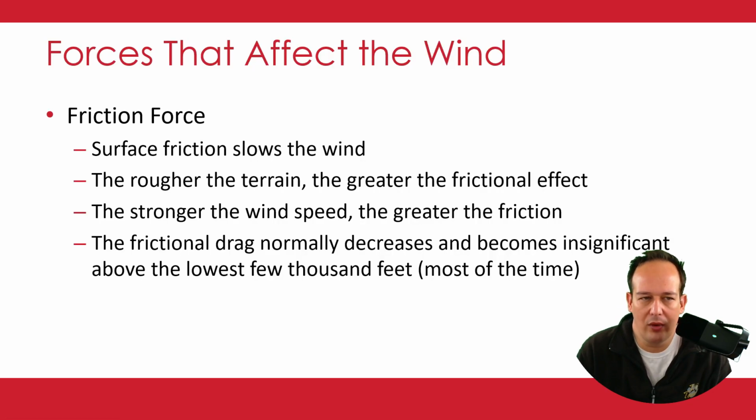And the next force is friction force. So friction force is a surface friction that slows the wind. The rougher the terrain, the greater the frictional effect. Imagine you're on roller skates or rollerblades. If you're on a nice, smooth, concrete floor, then it's going to be very easy. But if you're on a sidewalk, you can feel how rough that surface is. You're not going to be able to go as fast. And the stronger the wind speed, the greater the friction.